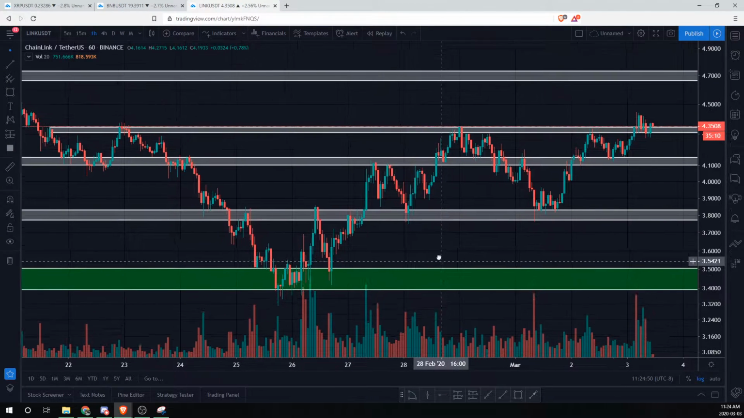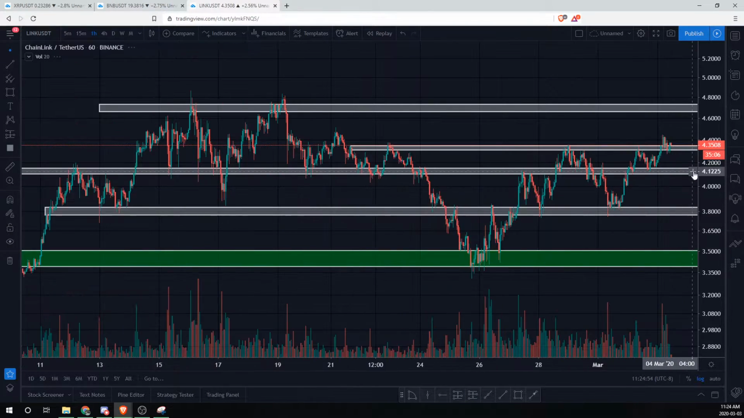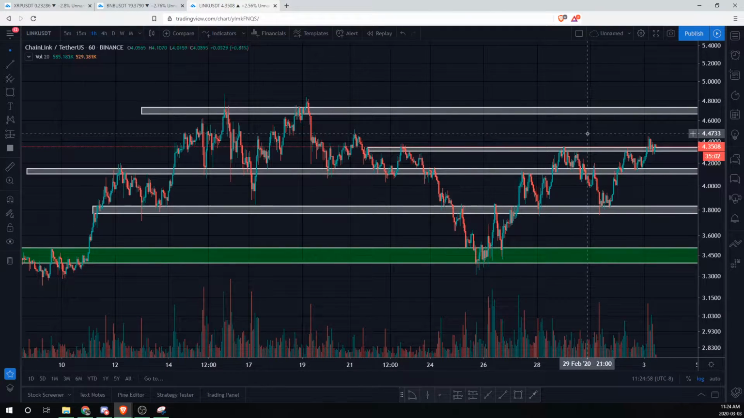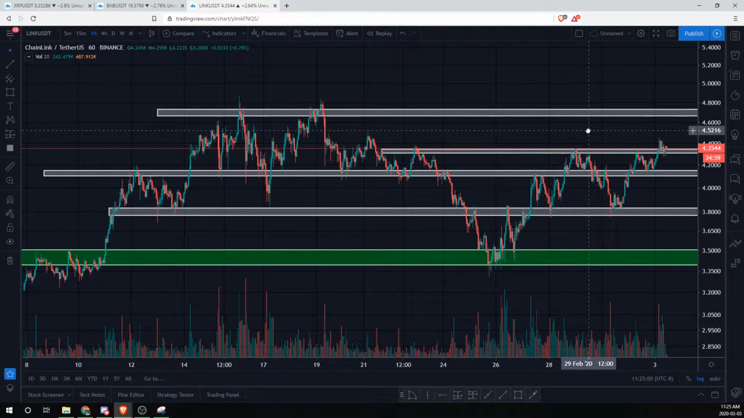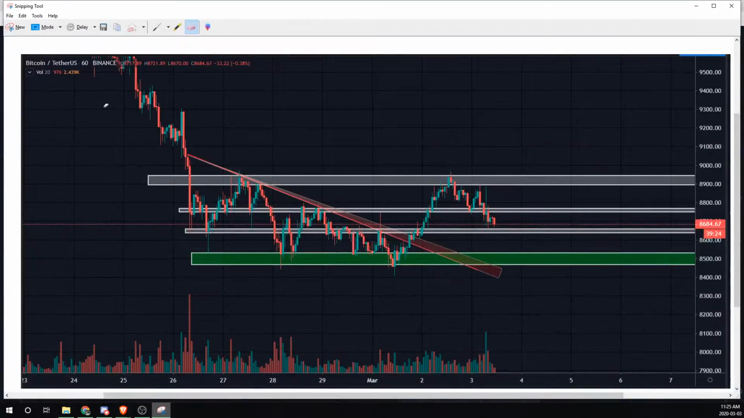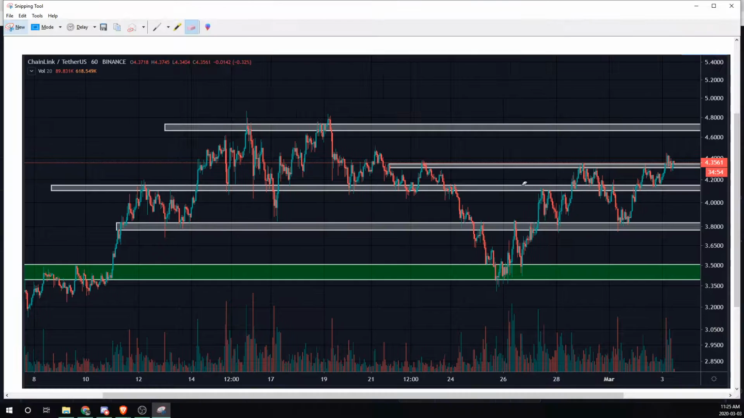With the main king pair, the main pair, not in a key zone, we're looking at alts a little bit less right now, because we could see a little bit of upside, we could see a little bit of downside on BTC, and that will obviously change the sentiment for these alts. So I'm going to be pretty patient here on Link.